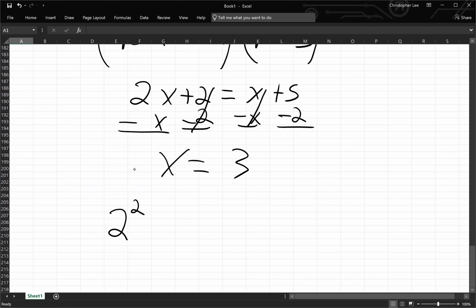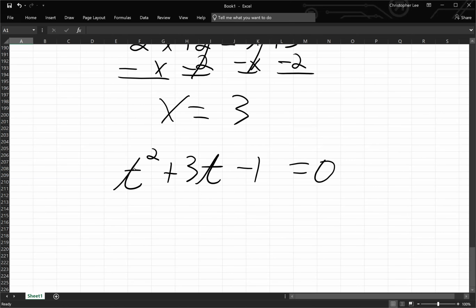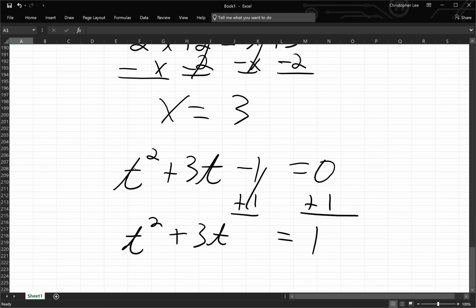t squared, like lowercase t? Okay. All right, and you want to complete the square, right? So what you're going to do is add 1 over here, and what you do to one side, you do to the other. So I have t squared plus 3t. This is on completing the square.